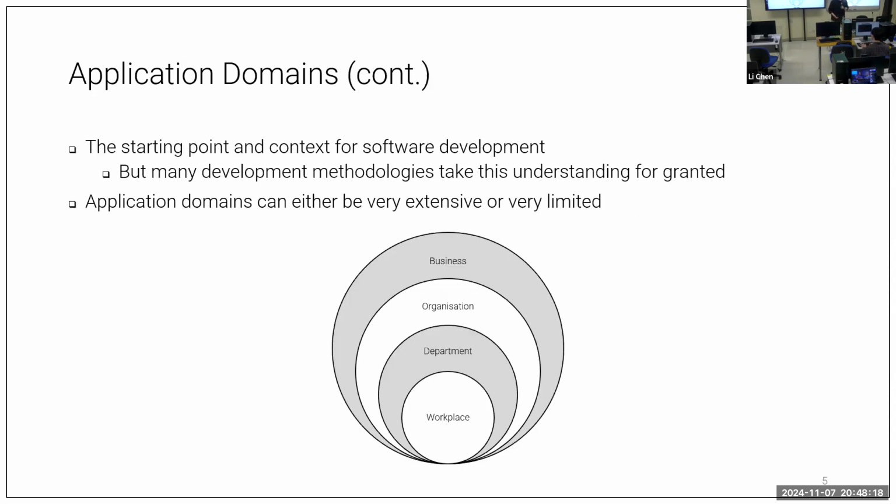So when we talk about application domain, we always start from a certain context, right? So for example, it may be restricted to the entire business, it may be restricted to the organization, it may be restricted to a department or even a workspace. So as pointed out here, application domains can either be very extensive or very limited. It depends on the problem you want to solve and how you add value to your client's business. Okay.